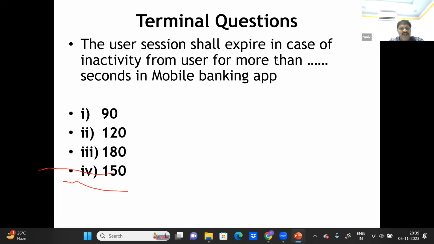The user session will expire in case of no activity from the user for more than dash seconds in mobile banking. I told you mobile banking is one time. Very good. It is 90 seconds it will retain. After 45 seconds, it is for only UPI.